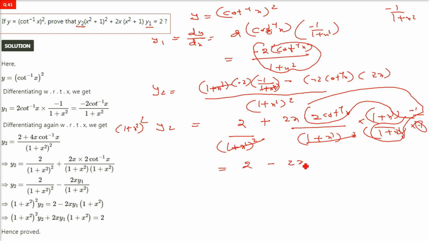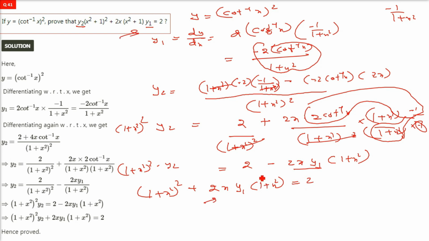2x is already there, and inside that, it was y1. There is one more thing: 1 plus x square we also introduce. So 1 plus x square is also there, and you have (1 plus x square) whole square into y2. Bring everything on the left hand side: (1 plus x square) whole square into y2 plus 2x y1 into (1 plus x square), and this 2 you can keep on the right. Okay, this is your solution.